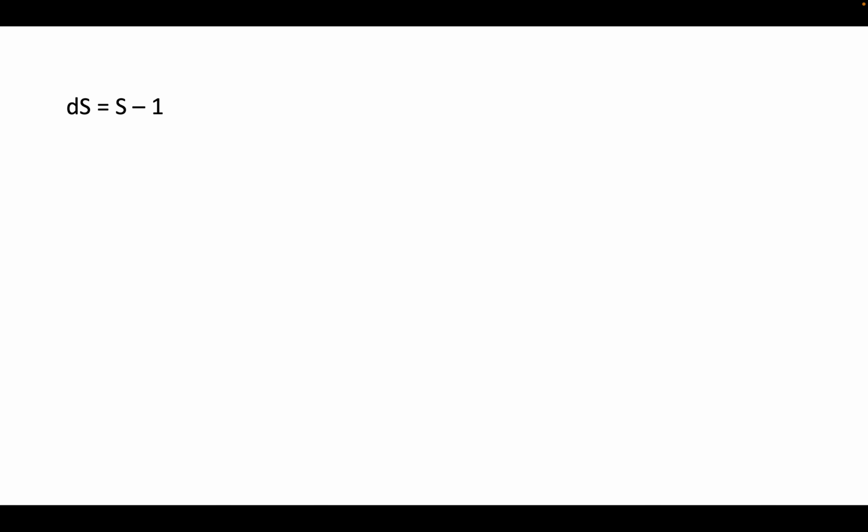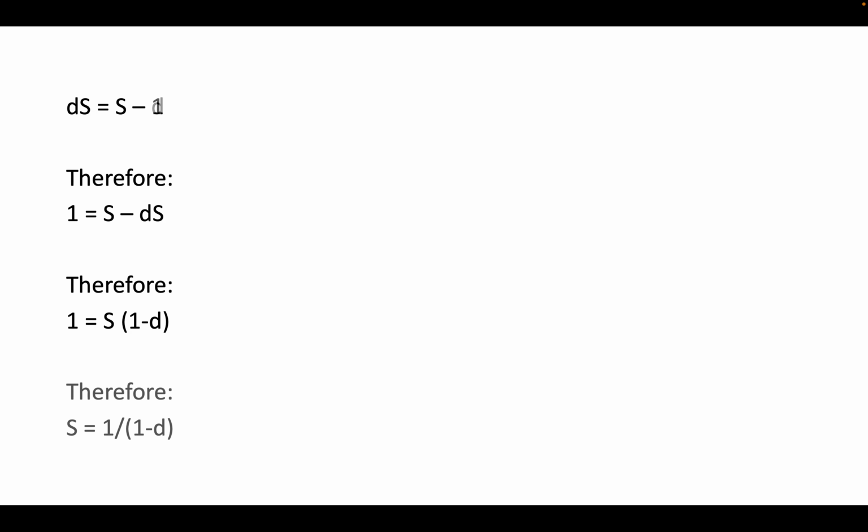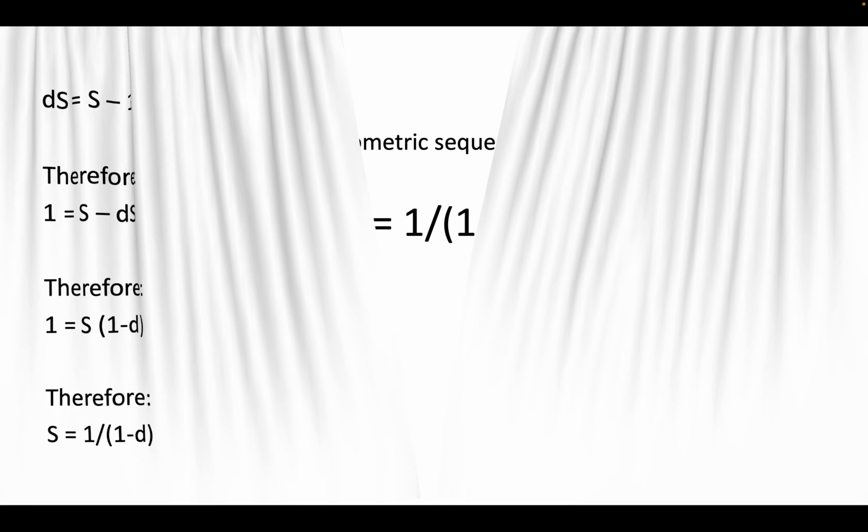So starting with that, d times the sum equals sum minus 1. Just rearranging it, you have 1 is equal to S minus d times S. Take out the factor of S, so 1 equals S times (1 minus d). And therefore, if you divide both sides by 1 minus d, you then get that the sum is equal to 1 over 1 minus d.